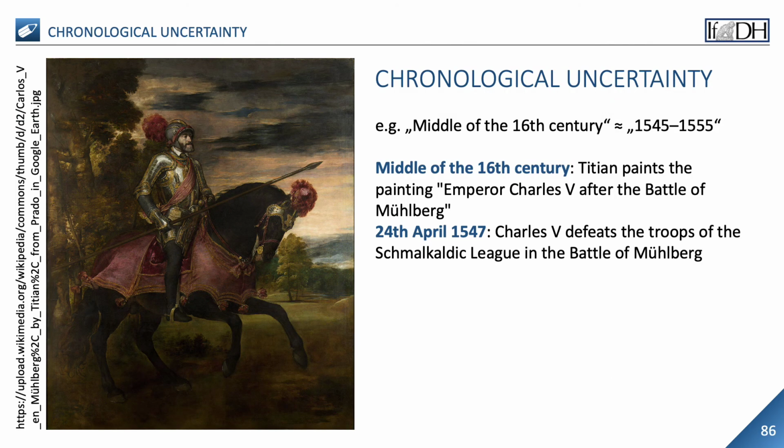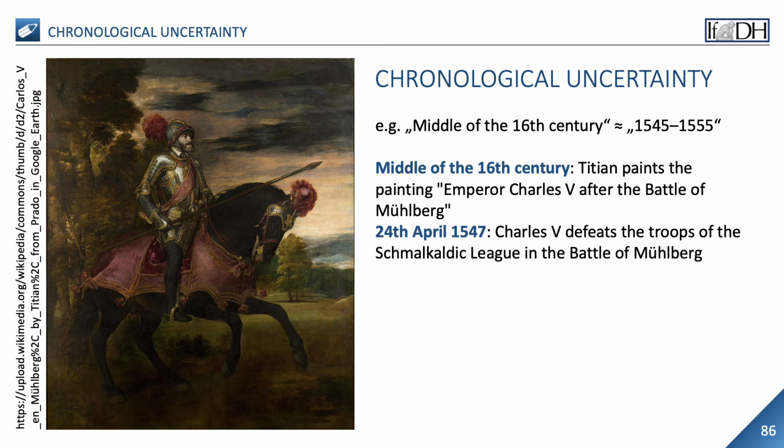One can try to transform such expressions into machine-readable time periods or coordinates, but the modeling of the uncertainties is crucial. Otherwise, there's a considerable risk of misinterpretation. Take, for example, the expression mid-16th century as a dating for Titian's painting. It could perhaps be represented in numerical values as 1545 to 1555.